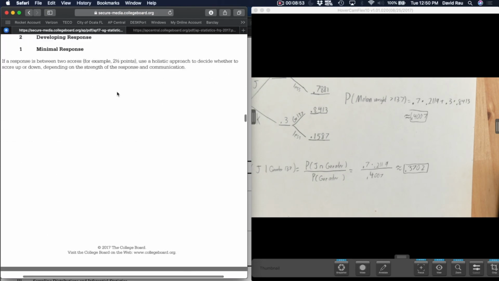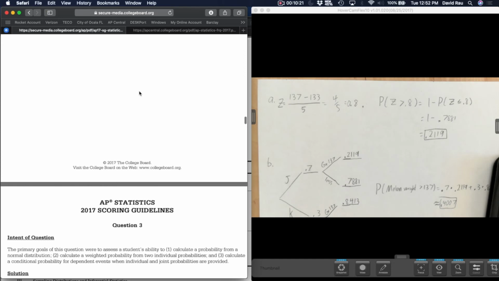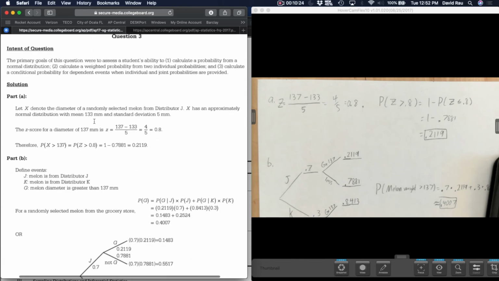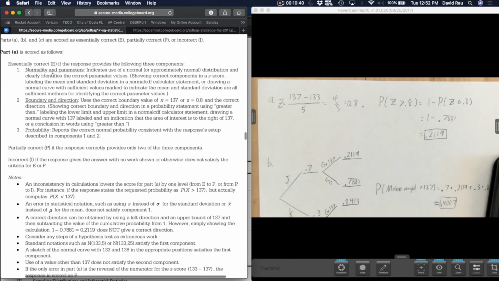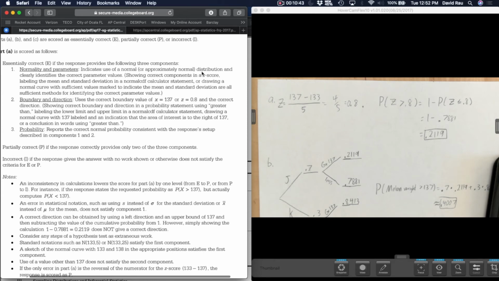Question number 3. Let's look at that scoring guideline. Okay, so checking the scoring guideline, we can see in part A that I actually showed a lot of the work there that they wanted, and I also calculated that all out correctly. Now, you don't necessarily need the 1 minus there. Let's just look at the part A. So, did we indicate that we're using normal or approximately normal, showing the correct components of a z-score? Did I show that I was trying to find the probability of being greater than 0.8, so they need to see that probability of z being greater than 0.8 or of x being greater than 137?